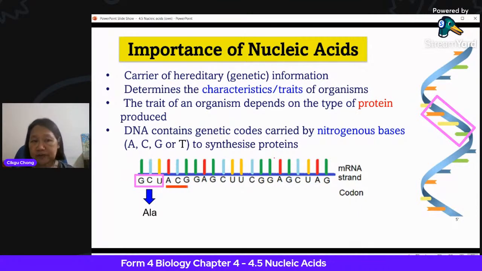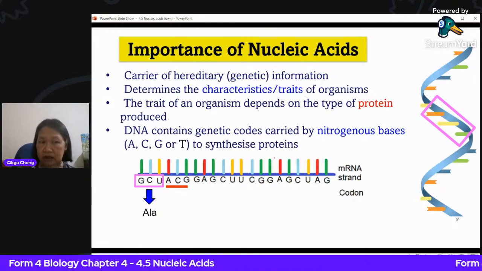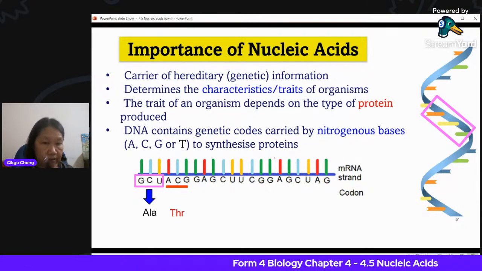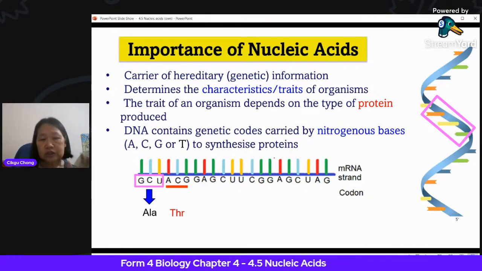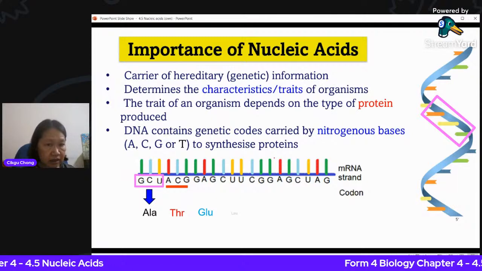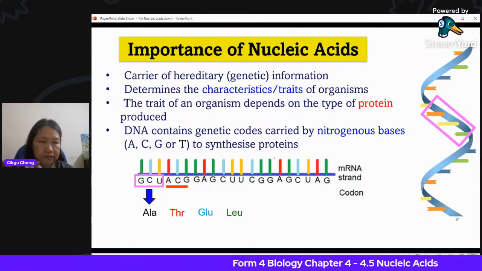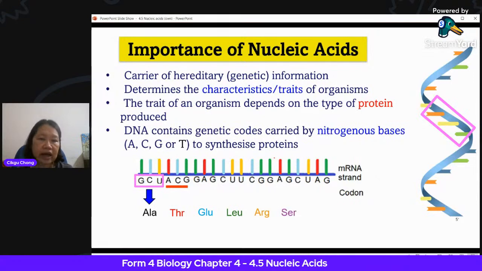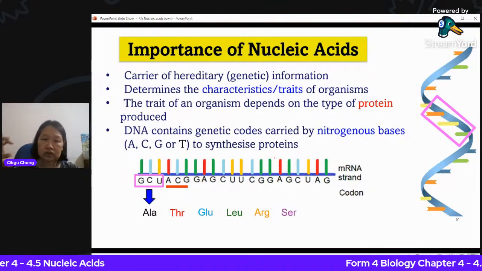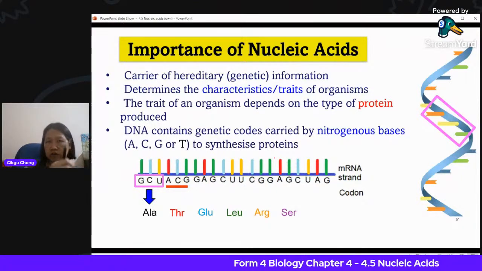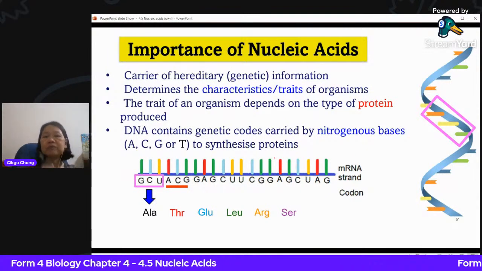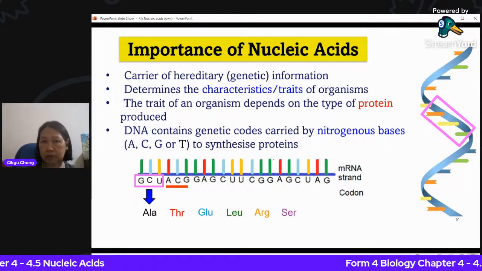For example, ACG, adenine, cytosine, and guanine. These three form a codon. This is a codon to make the next amino acid, which is called threonine. So when you have all of this produced, the third one, GAG, is going to make your glutamine. CUU is going to make leucine. CGG is arginine. AGC is serine, and so on. So now you have all these amino acids. What happens is we're going to join it all together. When you join your amino acids, you're going to make a protein molecule. Then you are making protein. This happens at the ribosome.